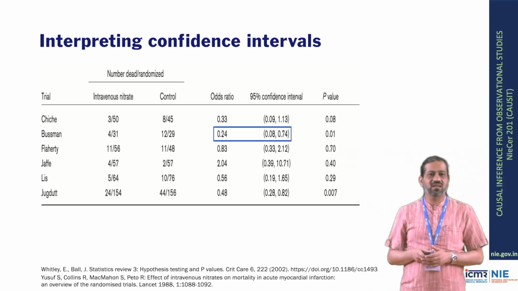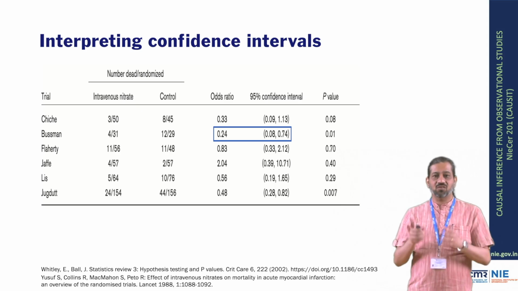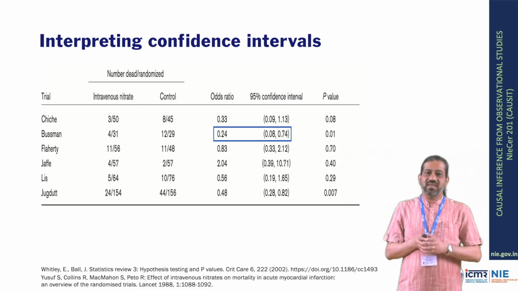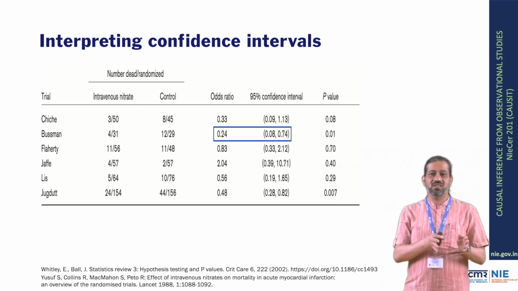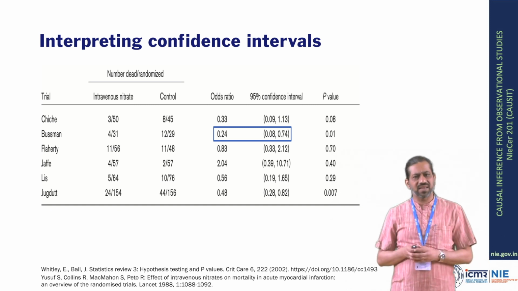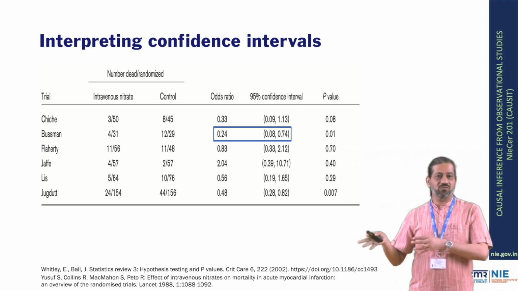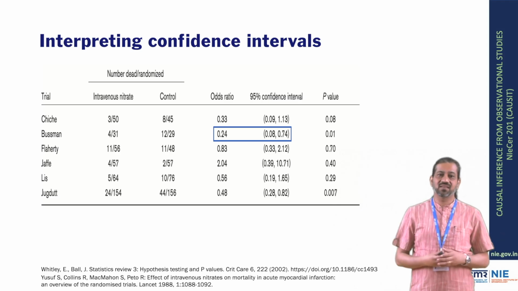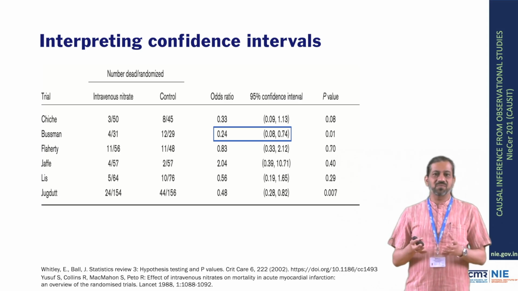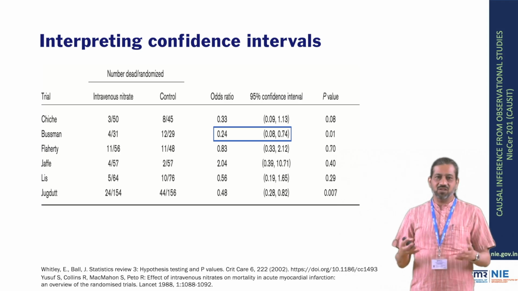Now, if we look at the next study, the Busman study, where you have an odds ratio of 0.24 and a confidence interval of 0.08 to 0.74, what this indicates is that there is a reduction in mortality. The reduction in mortality due to administration of intravenous nitrate could be as low as 26%, which is 1 minus 0.74, or it could be as high as 92%, which is 1 minus 0.08. Definitely, what that means is that administering intravenous nitrate is beneficial.